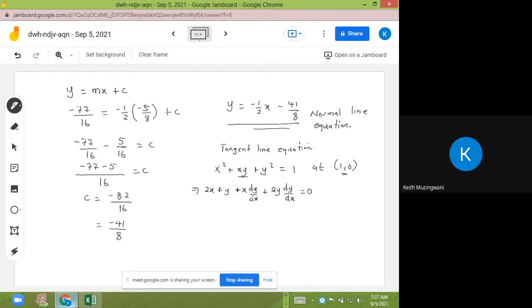We are looking for m, and we are given a point. So where there is y, we'll take 0. Where there is x, we'll take 1. So we have 2 multiplied by 1 plus 0 plus 1 multiplied by dy dx plus 2 multiplied by 0 dy dx is equal to 0.